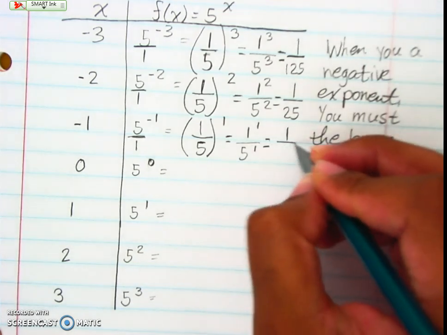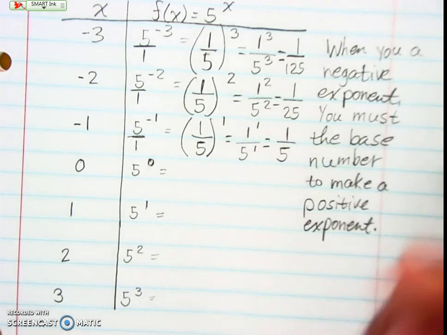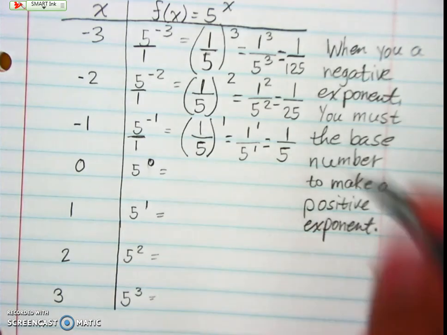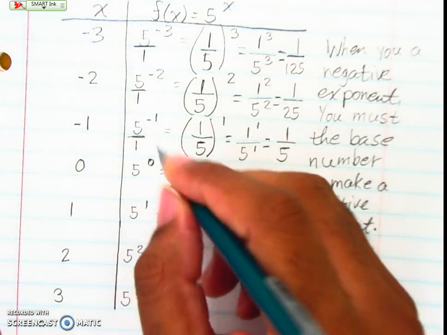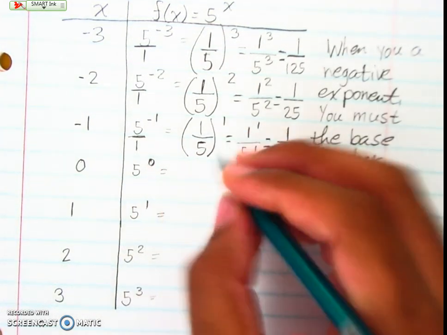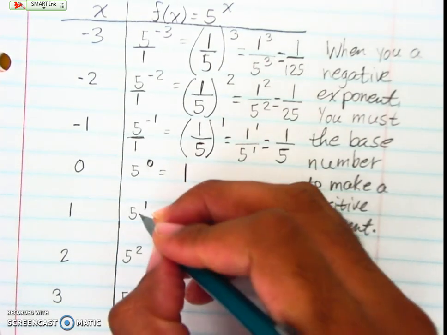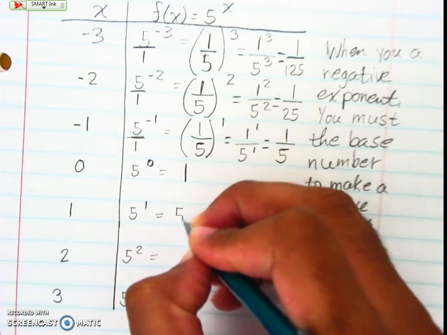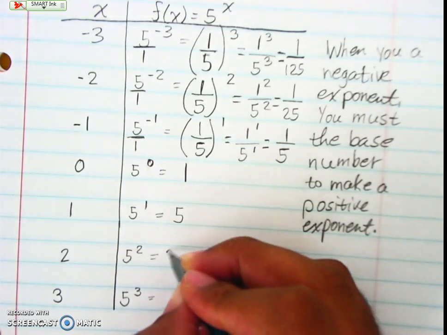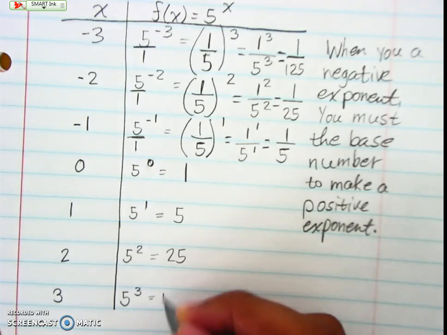And this is 1 over 5. Simple and easy. All right, here, 0 to anything to a 0 power is equal to 1, and we talked about that on the warm-up. 5 to the first power is 5. 5 squared is 25, and then 5 to the third is 125.